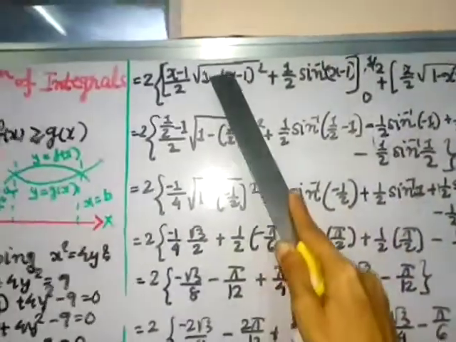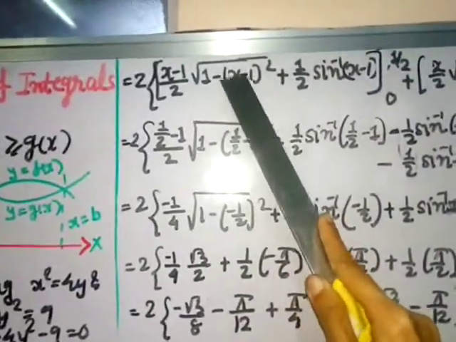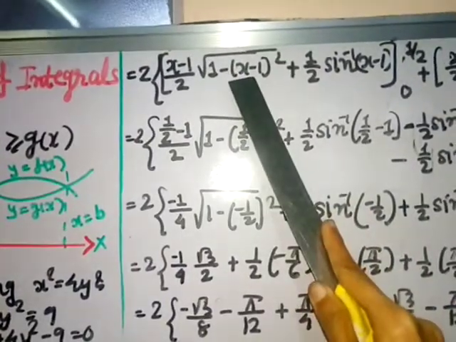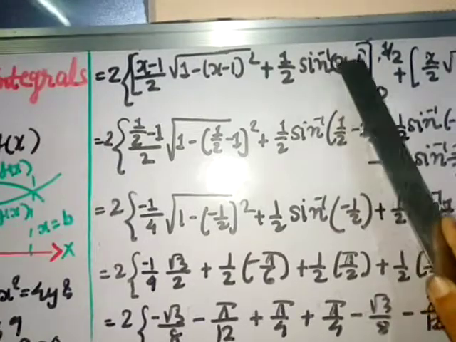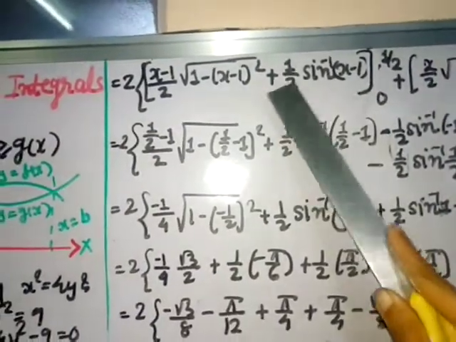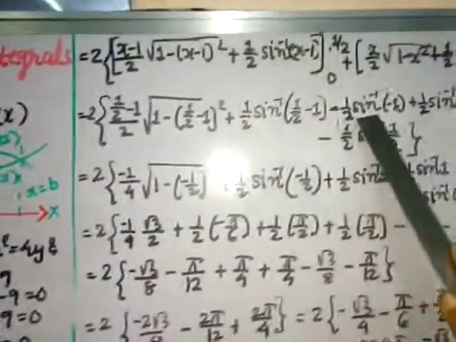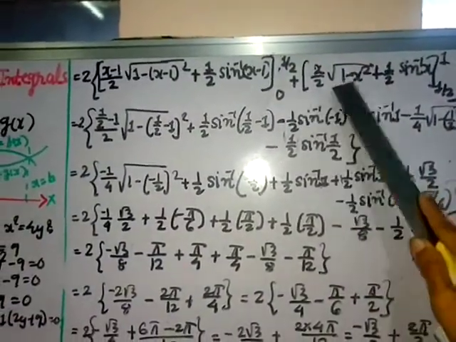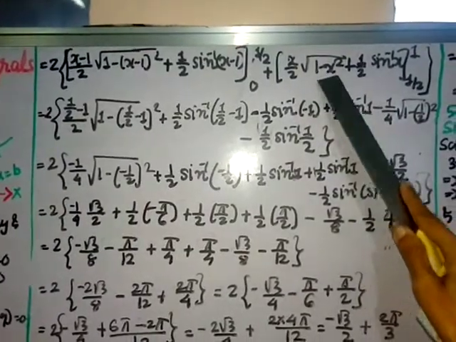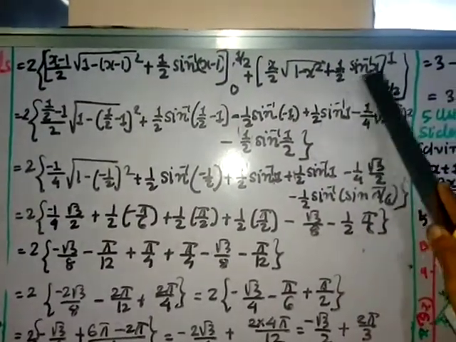Now put 0. When you put 0 here, (0 minus 1) square is plus 1, so this value becomes 0. Put 0 here: 0 minus 1 means minus 1, but it will be minus here. So minus 1 by 2 sine inverse of minus 1. Plus, now for this, apply the upper limit. When I apply the upper limit, this value will be 0 because 1 minus 1 is 0. When you apply here, 1 by 2 sine inverse 1.